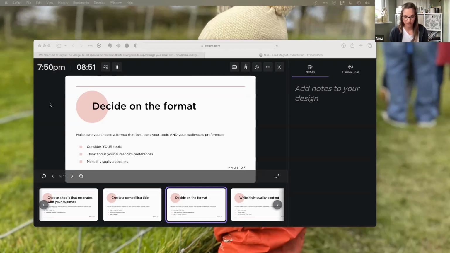And then deciding on the format. There are so many formats you can have. A lot of people, when they think of lead magnets, think of PDF downloads. So it's either an ebook, a guide, a checklist, something like that. And they are brilliant in PDF form because you can print them out.